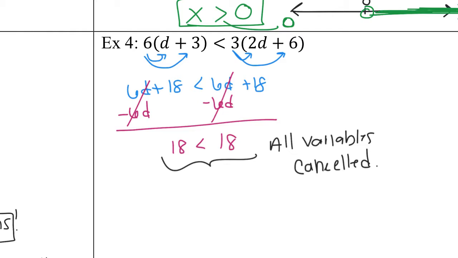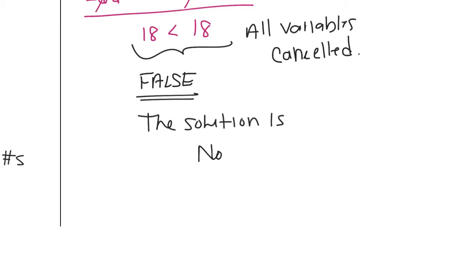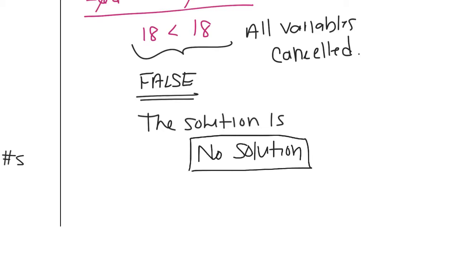So is 18 less than 18? Well, that's not true, because 18 should be equal to 18, but I don't have that extra little equal sign underneath. So that means this is actually false. So since it's false, the solution is that there is no solution. No number you substitute in for d is going to make this inequality true.